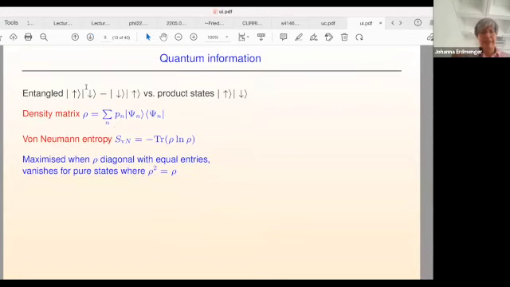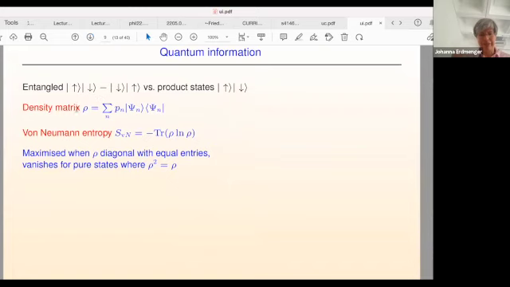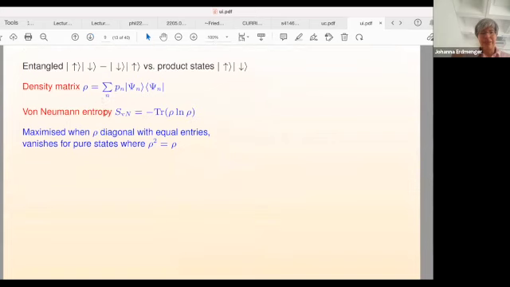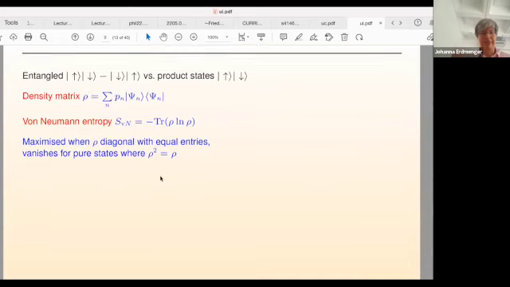Of course, a key feature of quantum information is to use entangled states rather than just product states. And these are described by density matrices that you see here. Then there's the so-called von Neumann entropy, which is the standard Boltzmann entropy applied to this density matrix. You can check that this is maximized when rho is diagonal with equal entries, so then there's very little information, and it vanishes for pure states, when rho is just a projection operator and rho squared is equal to rho.